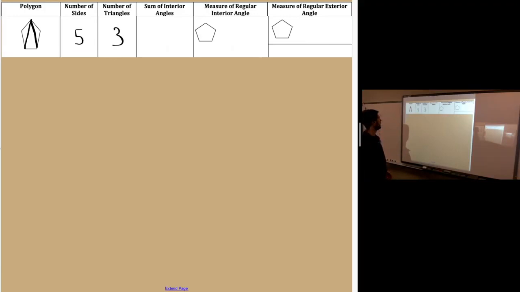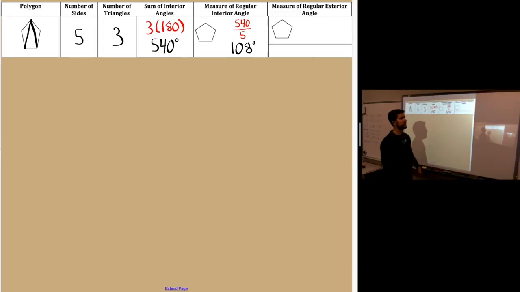To find the sum of the interior angles, we know each triangle is 180. There are three triangles. Therefore, 3 times 180 equals 540. Measure of a regular interior angle is going to be our 540, and then divided by the number of angles there are. Therefore, 540 divided by 5, 1, 2, 3, 4, 5, equals 108 degrees. That's the measure of a regular interior angle.